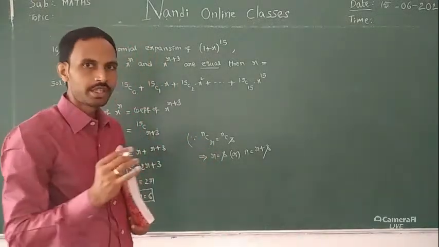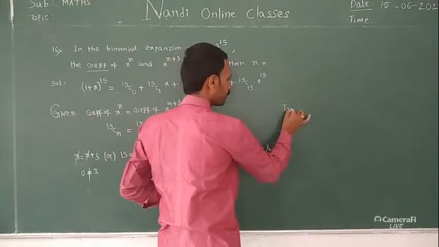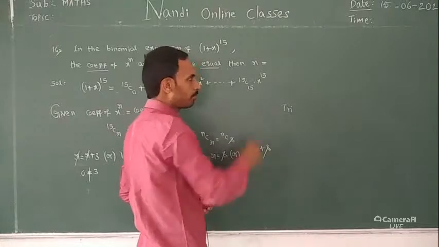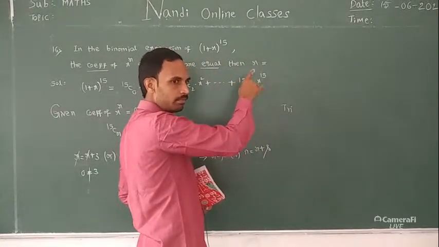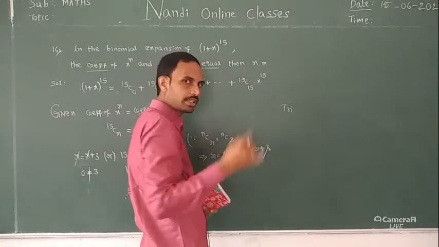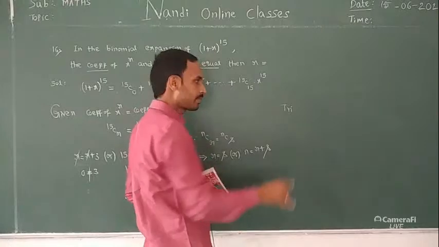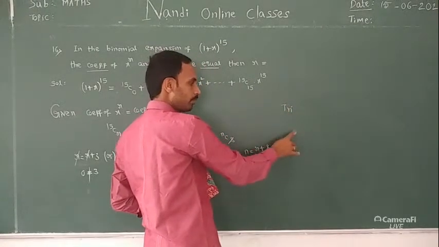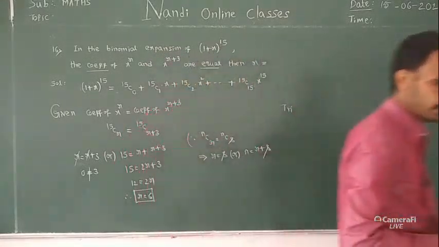On Sunday we are having the CET exam. Which chapters? Trigonometry, trigonometric equations, complex numbers, binomial theorem, permutation combinations, statistics. Those chapters are for this Sunday exam. Maths has 60 questions. All the best.